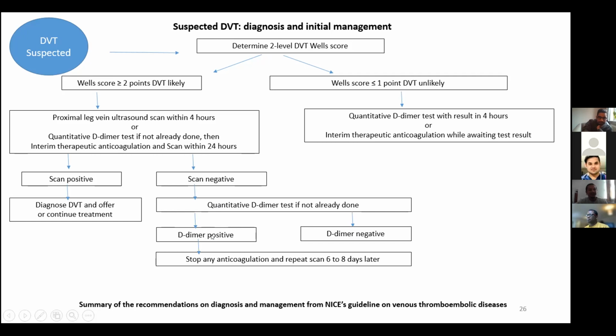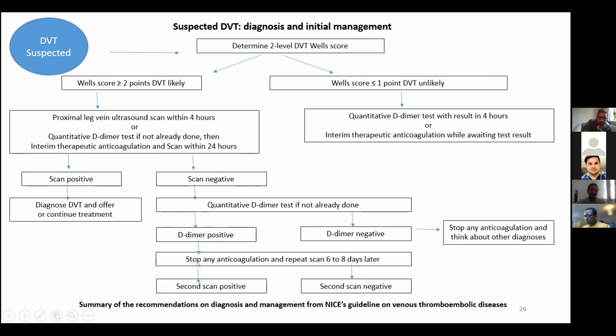If the D-dimer is positive and the scan is negative, then we have to stop any anticoagulation and repeat the scan in 6 to 8 days. If the D-dimer is negative, in this flowchart, we have to stop any anticoagulation and think about other possible diagnoses.